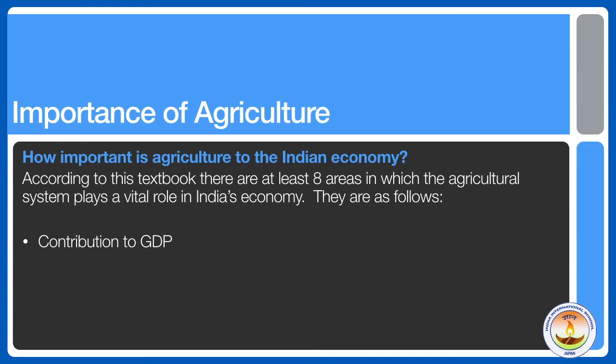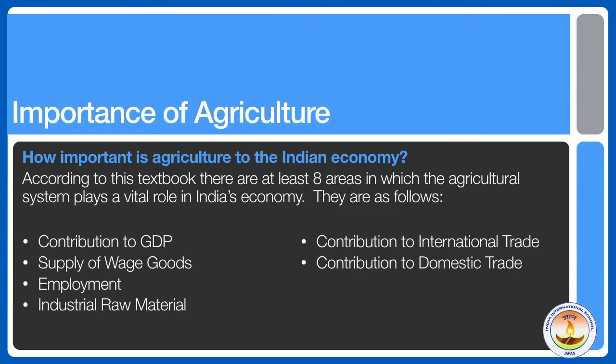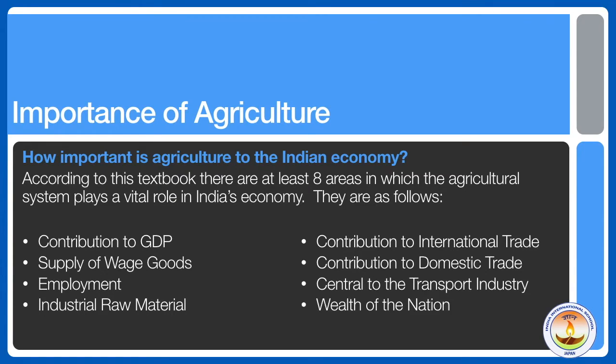The first one is how it contributes to GDP. The second is how it is used as a supply of wage goods. Next, we're going to talk about its impact on employment, followed by how it's used as industrial raw material. Next, its contribution to international trade, then its contribution to domestic trade, followed by how it serves a vital role in this and is central to the transport industry, and finally, how it contributes to the wealth of the nation. So let's take a look at how it contributes to GDP.